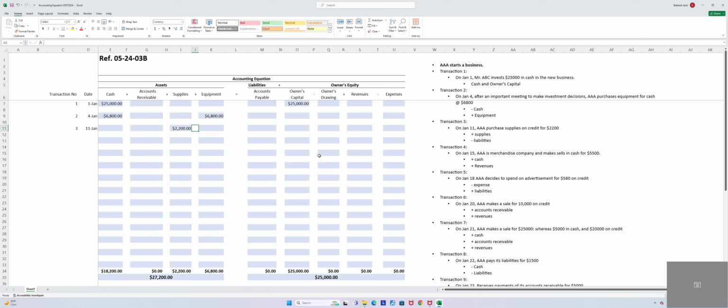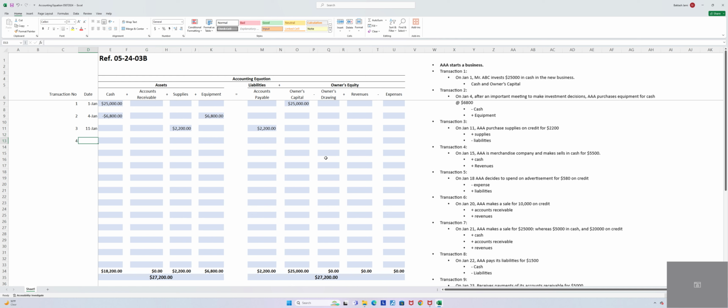They purchase supplies for $2,200, but they are not paying cash, so it's basically a liability. Remember, we add to supplies, and we also increase liabilities. We added $2,200 here, so our total on this side is now $27,200, and on the other side it was $25,000. Where we add our liabilities is accounts payable, so we add $2,200 here. Now both sides of the equation are the same.